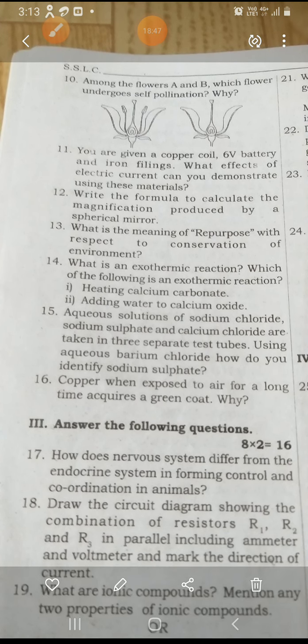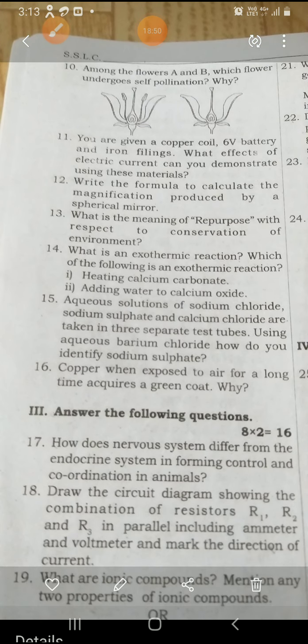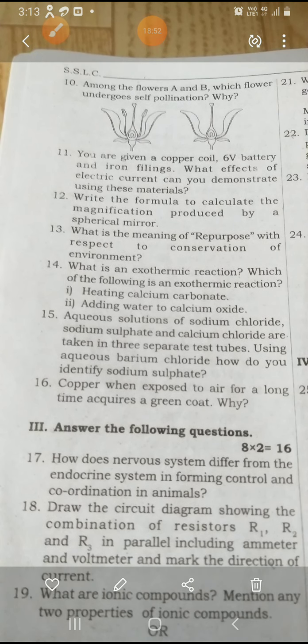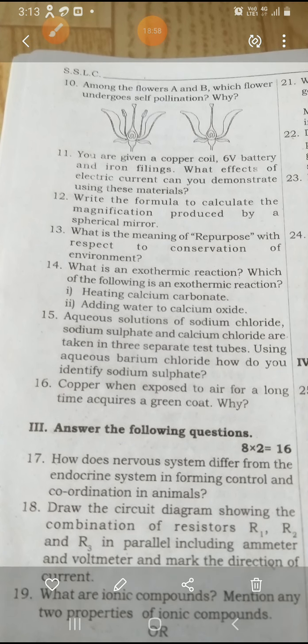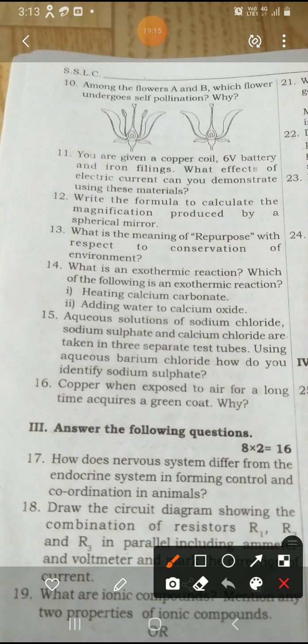So the next question is: draw the circuit diagram showing the combination of resistors R1, R2, R3 in parallel, including an ammeter and voltmeter, and mark the direction of the current. We have drawn this more than 100 times in your books, isn't it? So this answer is very simple. So how can we draw this?